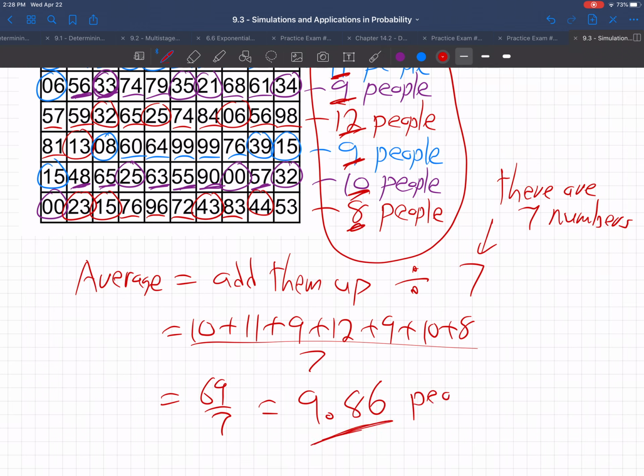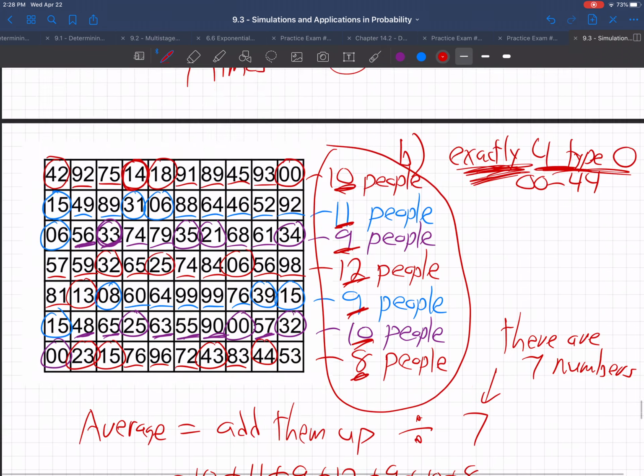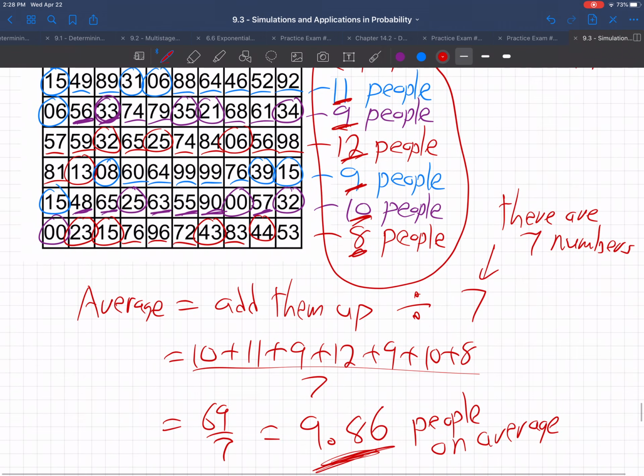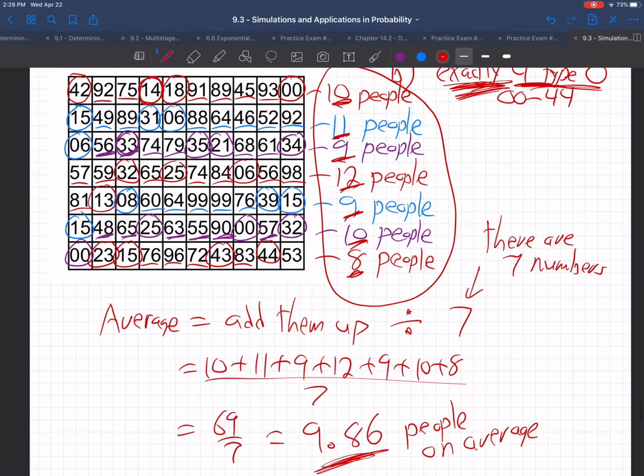So on average, we had to see 9.86 people, just under 10 people, is what it took on average for us to get 4 type O bloods. So if you're the blood bank, this digit simulation would make you think, we probably need to see about 10 patients if we want to get 4 type O blood people. That's what the simulation shows us. So that's the answer to part B. It's 9.86. So that was a tricky simulation. There we go.